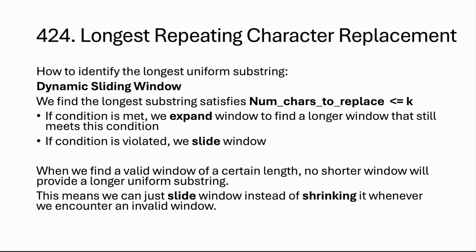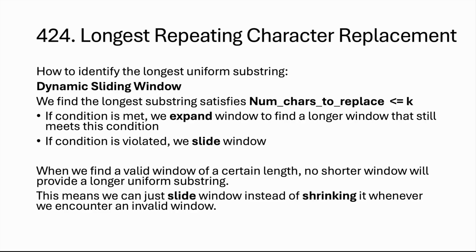How to identify the longest uniform substring? We can use the dynamic sliding window technique. We find the longest substring that satisfies number of characters to replace less than or equal to k. If the condition is met, then we expand the window to find a longer window that still meets the condition. If the condition is violated, then we slide the window.